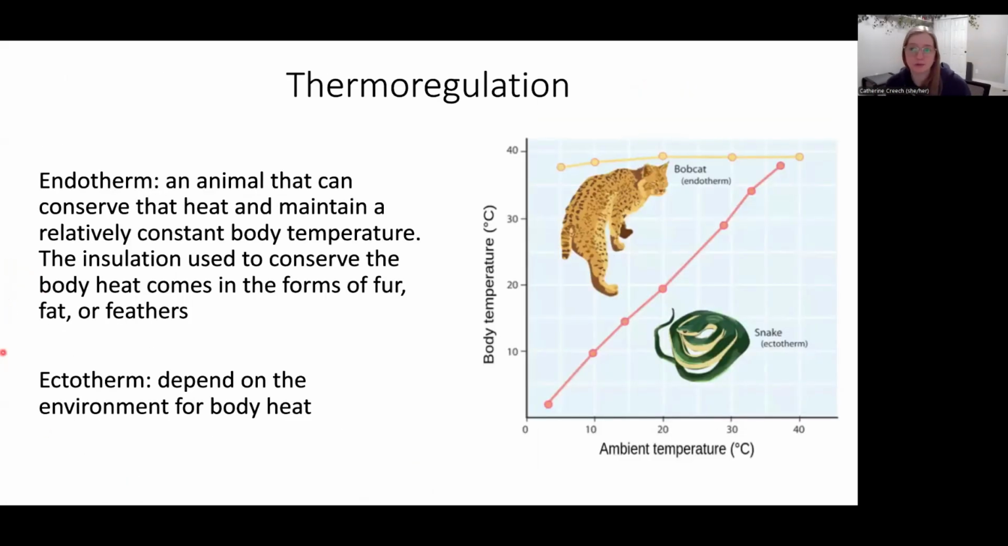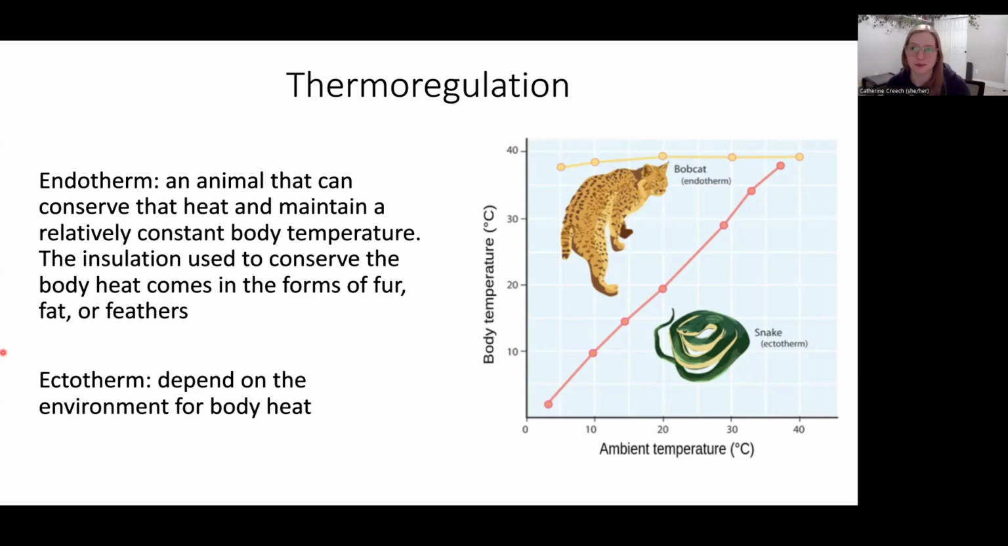Thermoregulation is really important for our body systems as well. It takes a lot of energy to maintain a multicellular organism, and there's two different processes to maintain that energy. One is that you can generate the heat yourself, so you can maintain a relatively constant body temperature. You may have heard this called warm-blooded. That's kind of a misnomer because snakes and other cold-blooded organisms aren't cold. They're just more reliant on the environment.